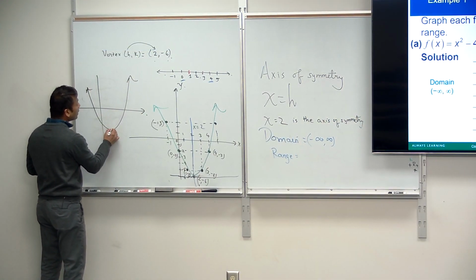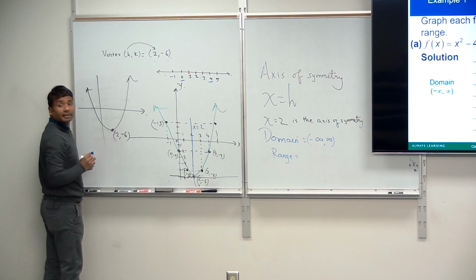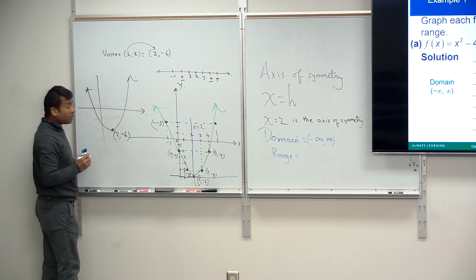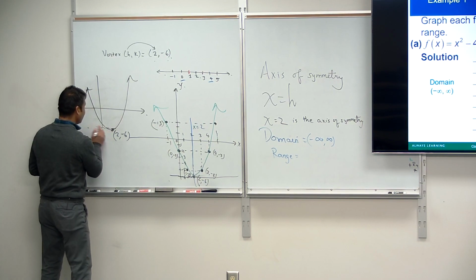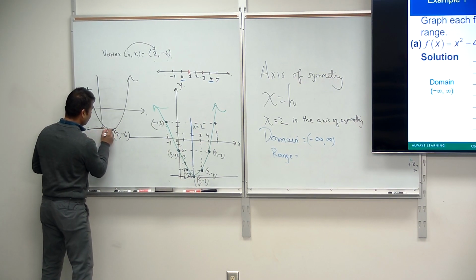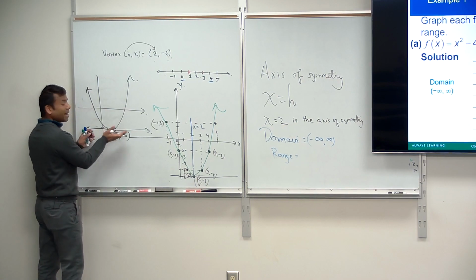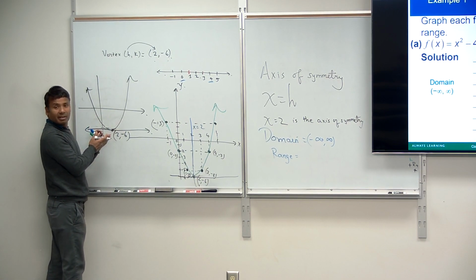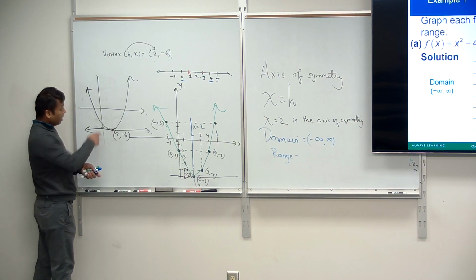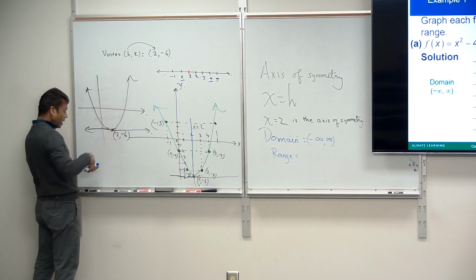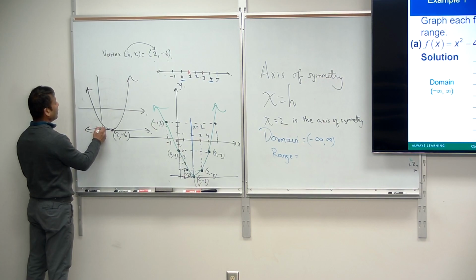And this point is (2, -6), is that right? So your graph does not go below this line. Sorry, hold on a minute. Your graph does not go below this line, does it? No. So that's why the range of this parabola will be this.